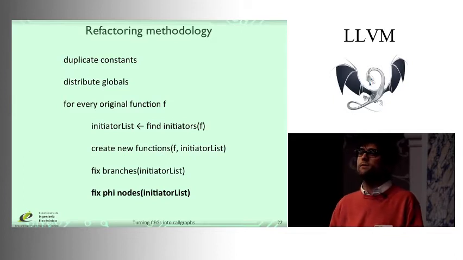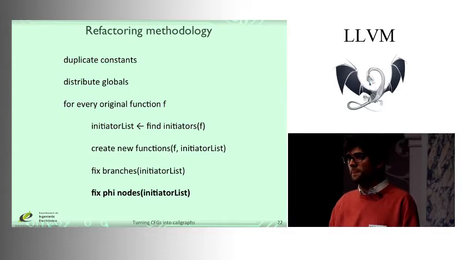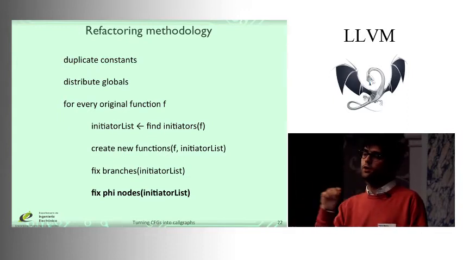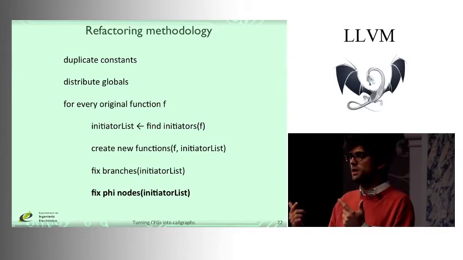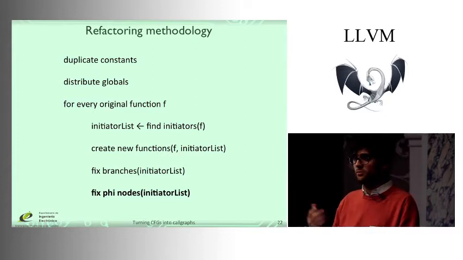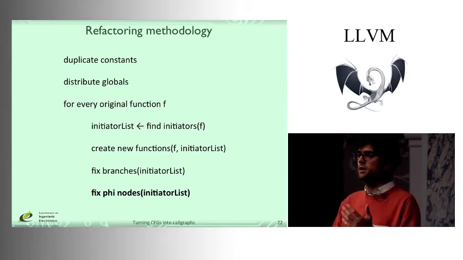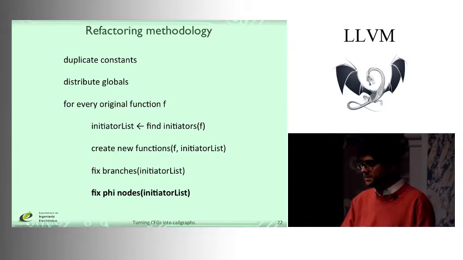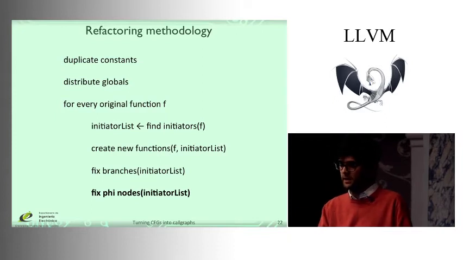Well, the thing is that if one initiator has different predecessors, which we know are now in a different function, previously there might be phi nodes that decide which values to take from the predecessor basic blocks. Now these values have turned into function parameters, so we don't need the phi nodes anymore. Actually, some of the other phi nodes have to be rewritten, and this has to be done at the last stage.